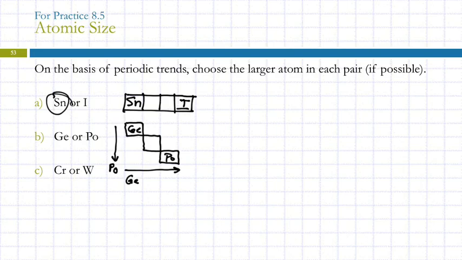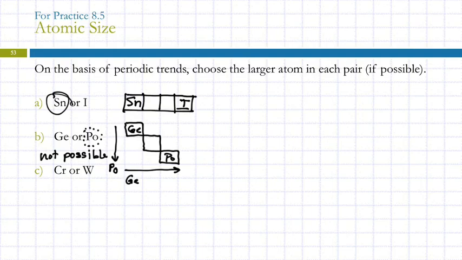If you were forced to choose, I would go with the downward trend, because adding to a larger level is probably a bigger influence than the effective nuclear charge increasing across. So I would say this one, tentative or not possible. I will not intentionally trick you with one of those on an exam. It could happen inadvertently, but I won't do it on purpose.